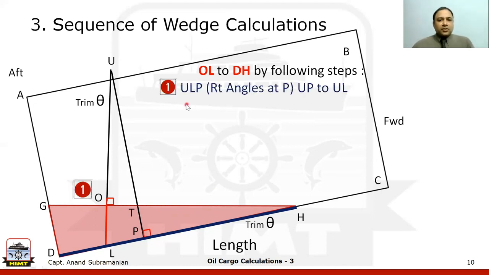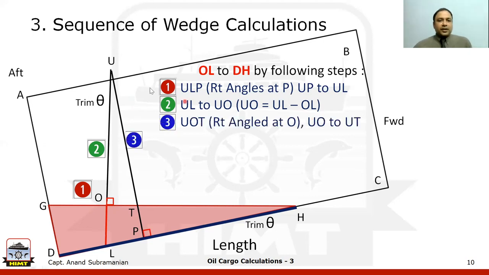First one is the triangle ULP. The triangle ULP is right angled at P, and from the value UP, which is known to us, UP being the height of the tank plus the height of the ullage pipe, and knowing the trim theta value, we can find the distance UL. Remember, UL is not equal to UP because it forms an angle, and the angle is formed because of the trim of the tank. Once we have UL in hand, we already have OL, which is given in the numerical. Next we have to find UO, that is your observed ullage. So UO is equal to UL minus OL.